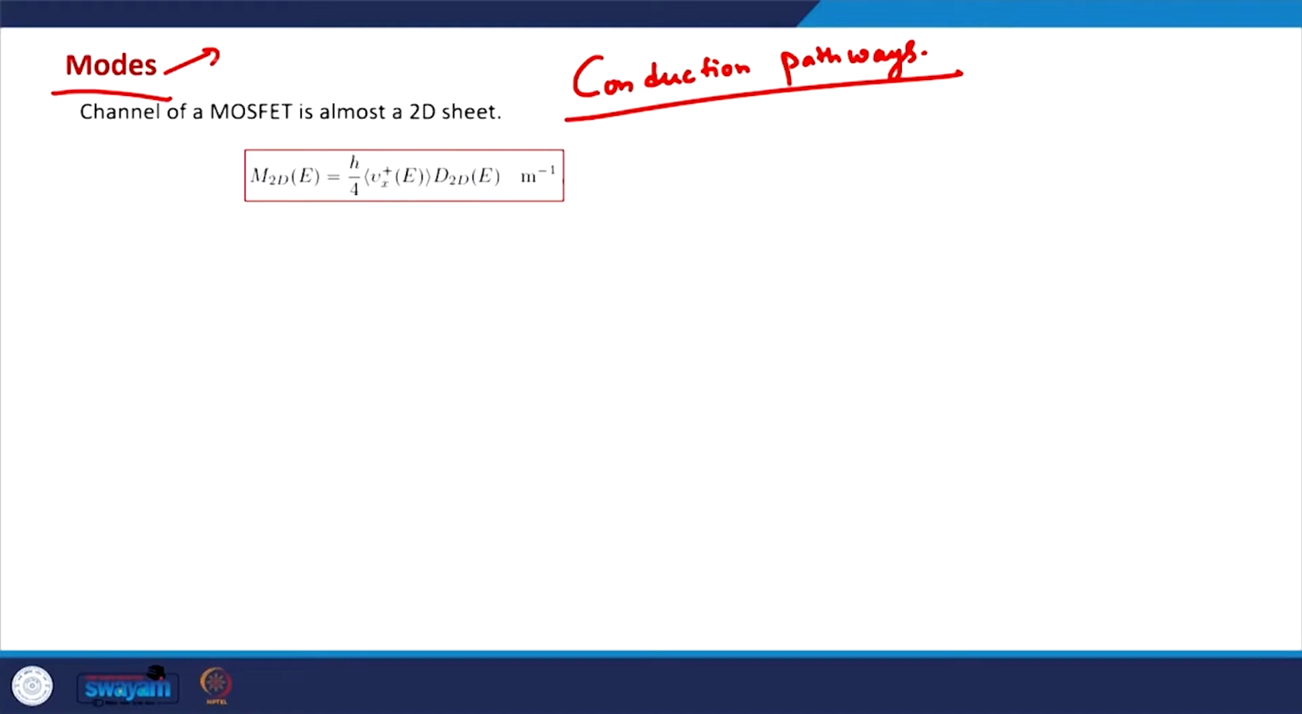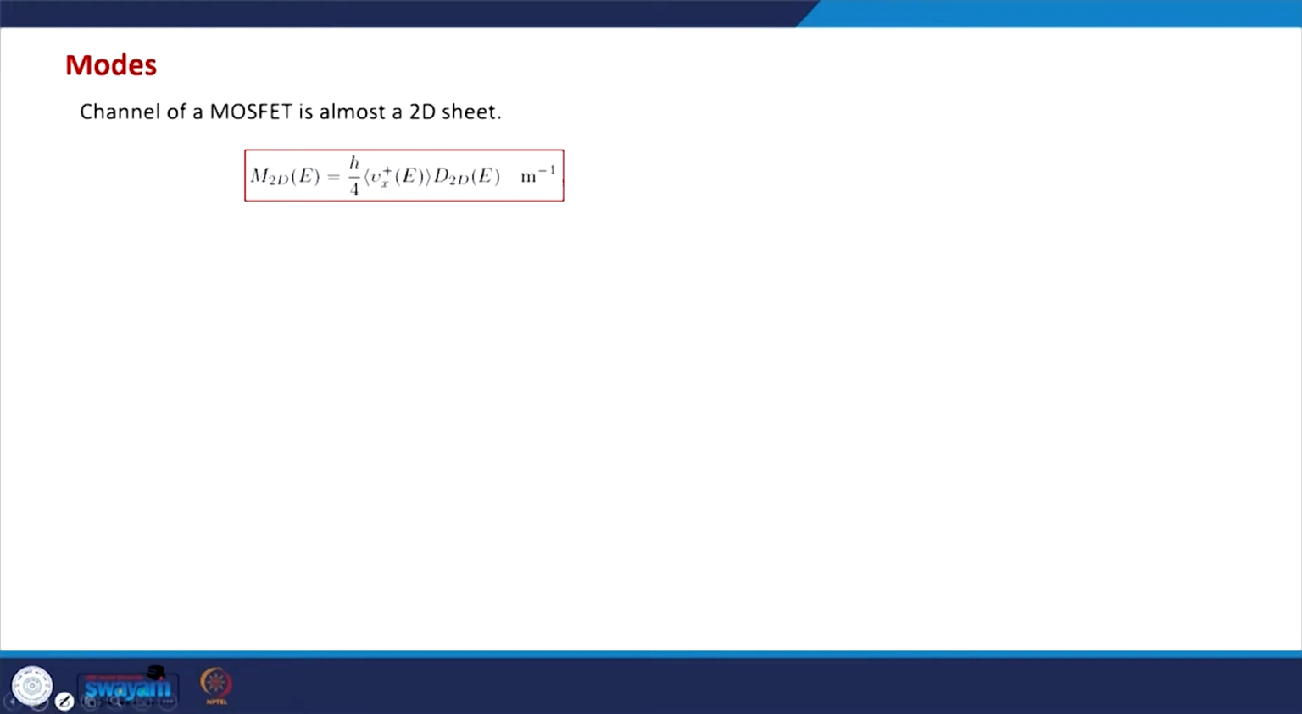and that results in a broadened pathway in the channel which is different from the energy states, or this parameter M, which is the modes, it becomes different from the density of states, and that is precisely the reason that we need to introduce a new parameter in the general model of transport, which is known as the modes in the channel.